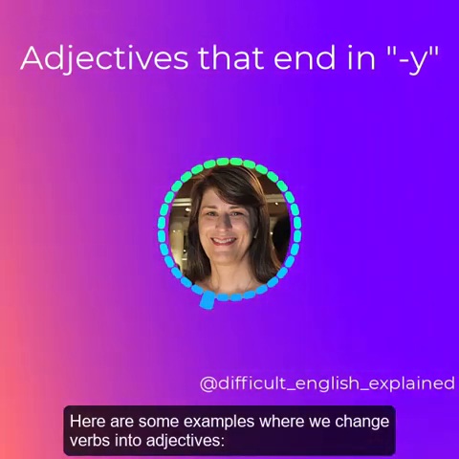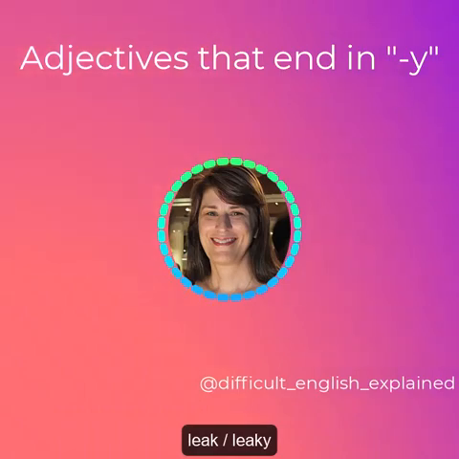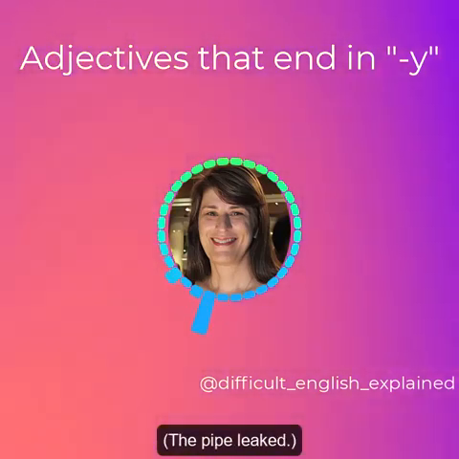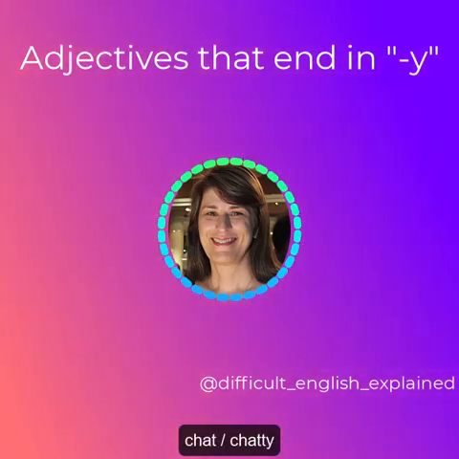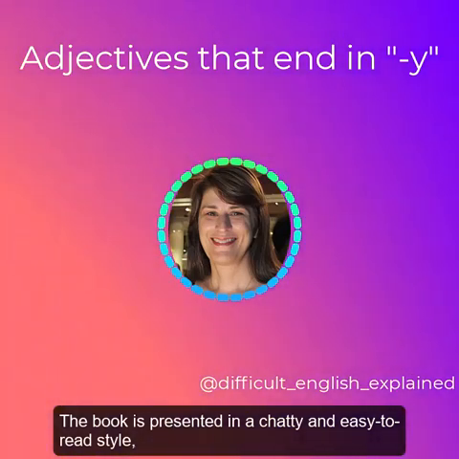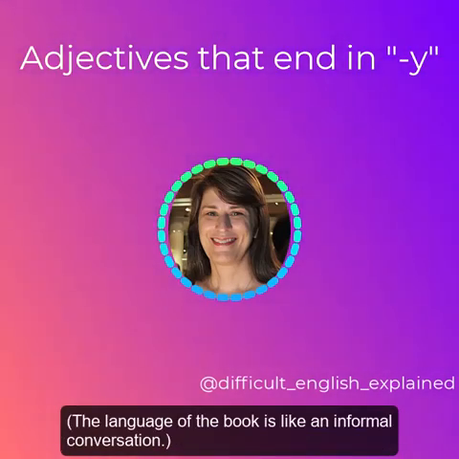Here are some examples where we change verbs into adjectives. Leak and leaky. We called a plumber to repair a leaky pipe. The pipe leaked. Chat and chatty. The book is presented in a chatty and easy-to-read style, but it carries some powerful messages. The language of the book is like an informal conversation.